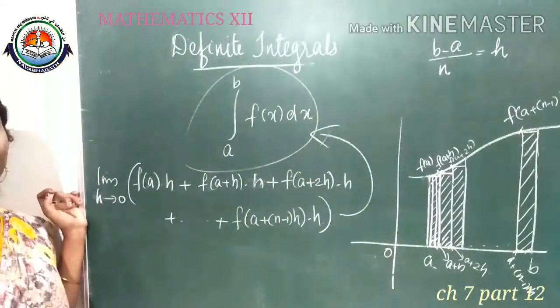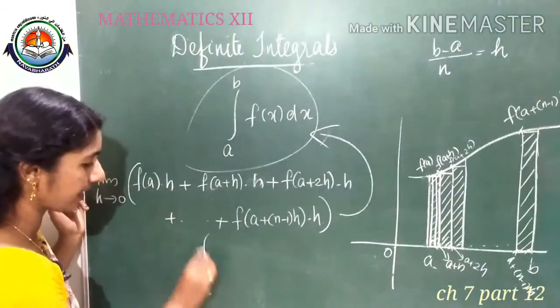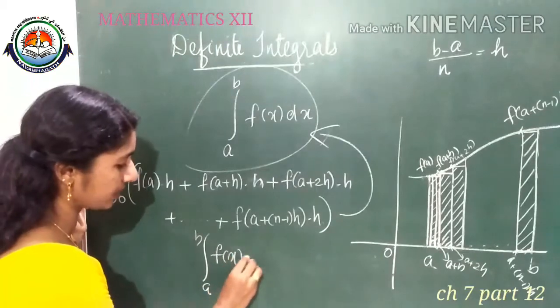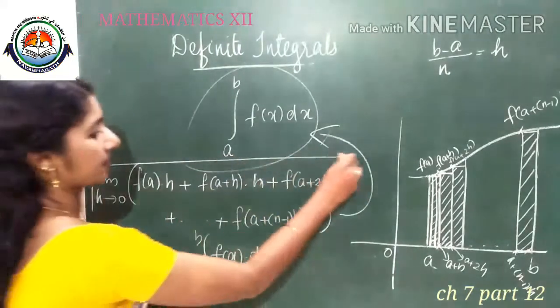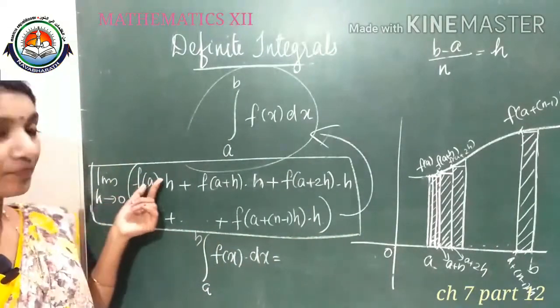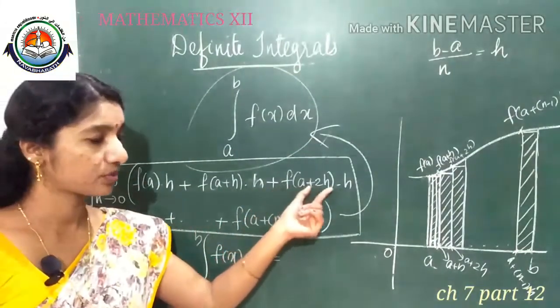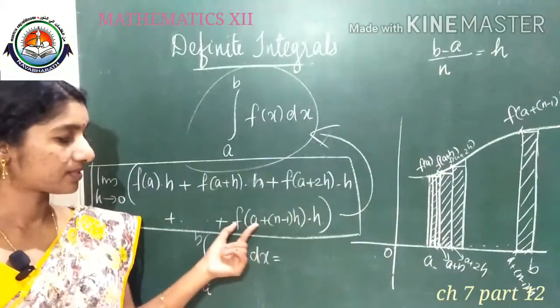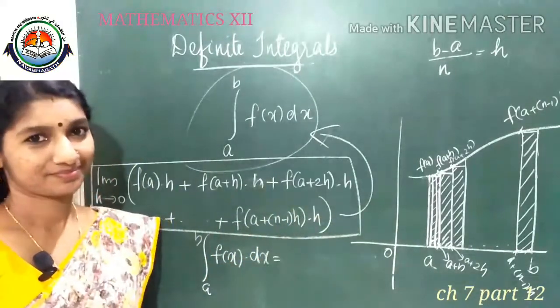That means integral a to b f of x. So for finding integral a to b f of x into dx, what we need to do? We need to find this sum. Limit h tends to 0, f of a into h plus f of a plus h into h plus f of a plus 2h into h plus etc. plus f of a plus n minus 1 into h into h.